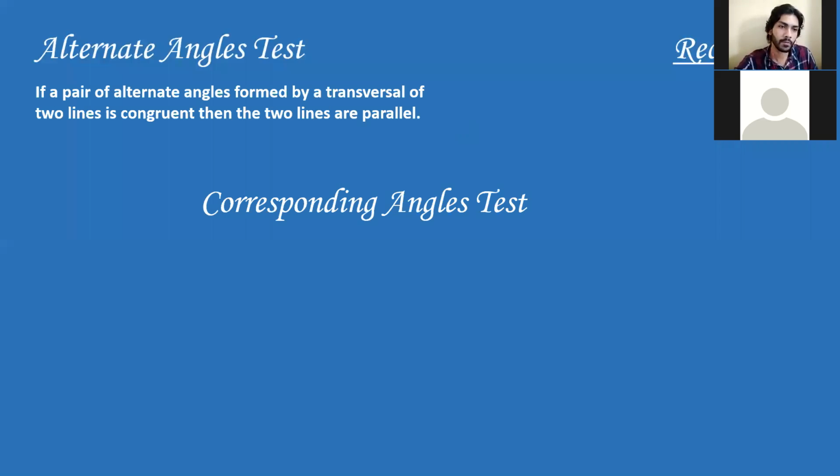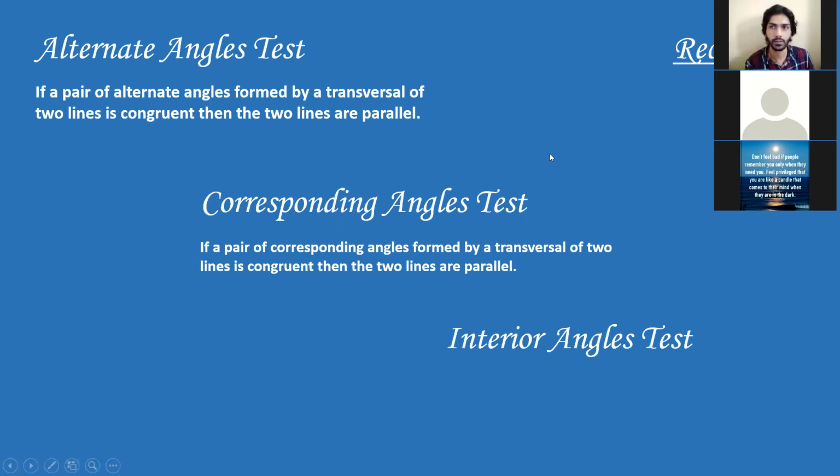Come on, quickly come off mute and tell me. It's pretty easy. Like alternate angle, just change one word and you'll get the corresponding angles test. If a pair of corresponding angles formed by a transversal of two lines is congruent, then the two lines are parallel. Absolutely. Thank you so much. So yeah, if you know alternate angles test, just change the alternate word to corresponding and you get the second test. Okay. So this is the test on the screen for you.